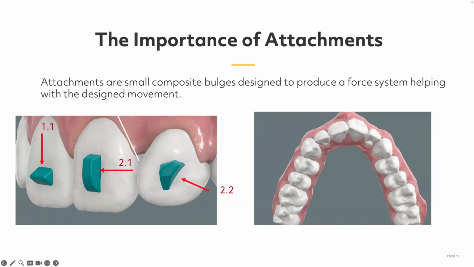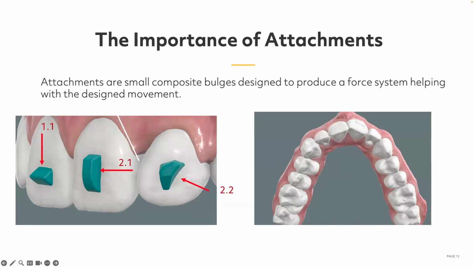Because as you see, the attachments there are very small. And why do we need attachments? Because the anatomy of the tooth is very plain, it's very round.